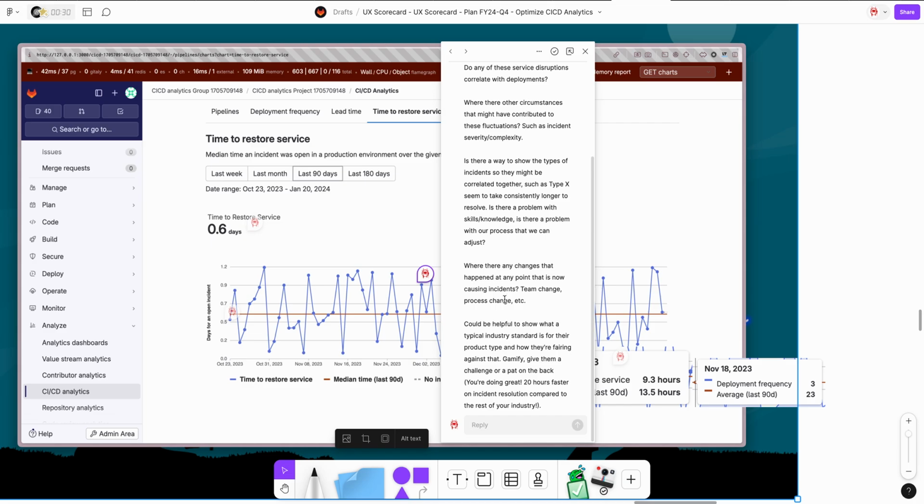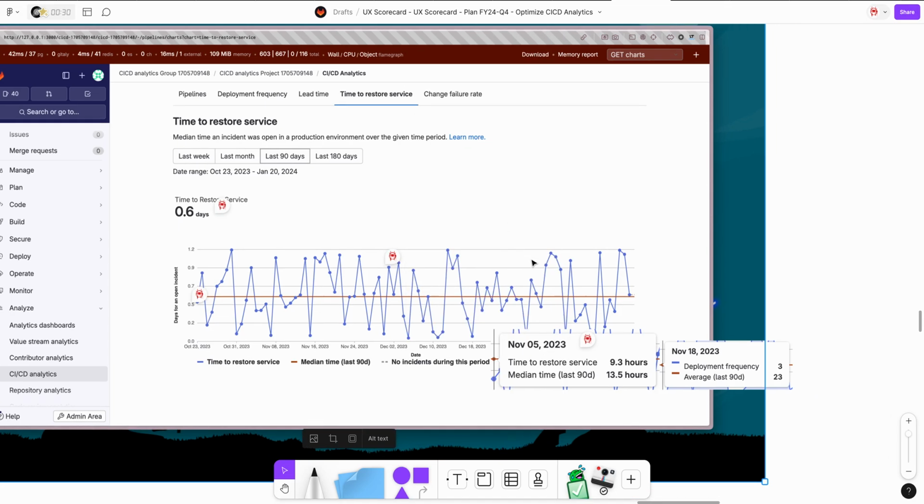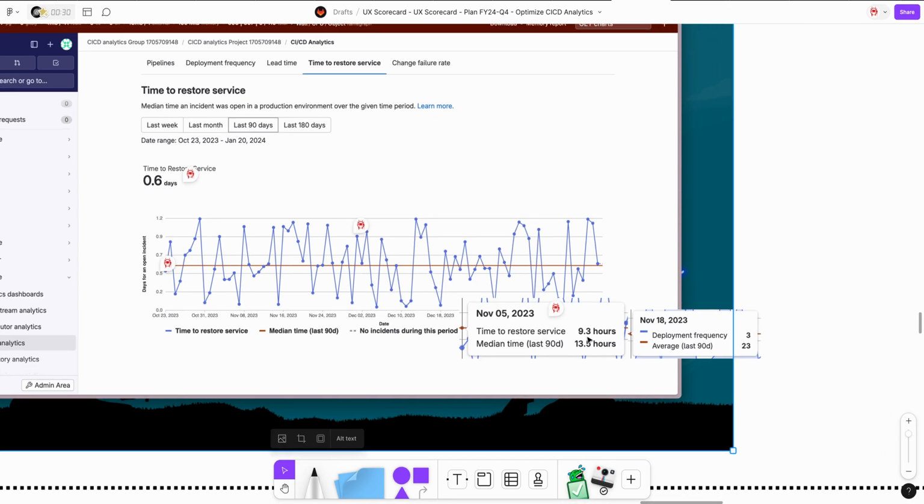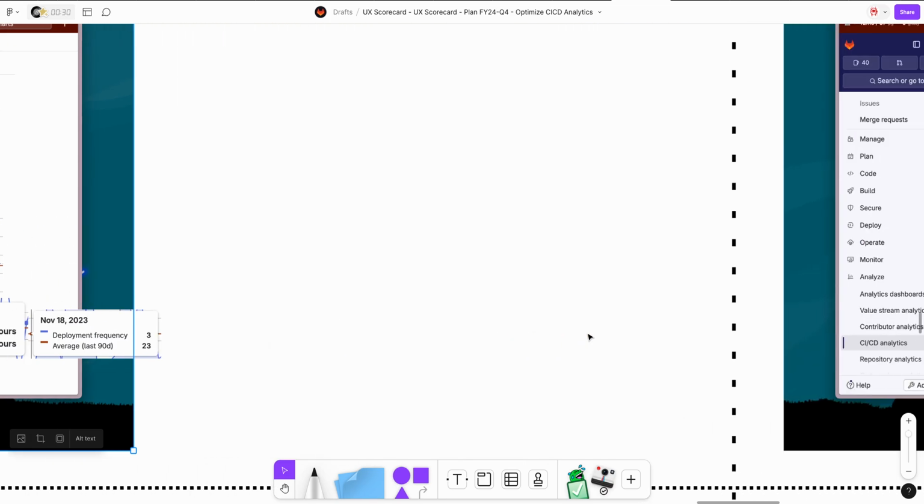Could be helpful to show what a typical industry standard is. So usually companies in the same business as you take 30 minutes to resolve these things, and you're taking 6 hours. That's terrible. Get better. Or, hey, let's be positive. You're doing great. 20 hours faster in incidents than compared to the industry standard. Those are nice things to call out to help people understand. Again, inconsistencies with the tooltip.